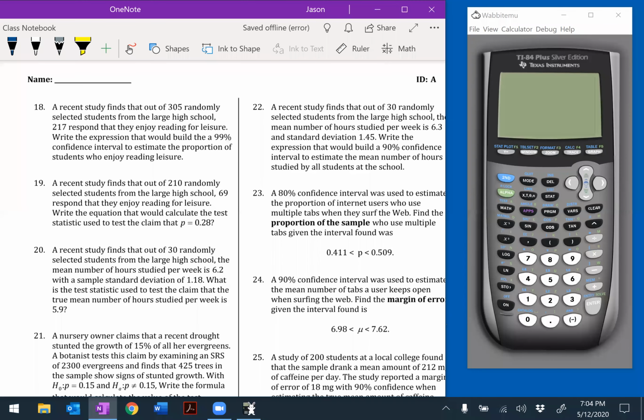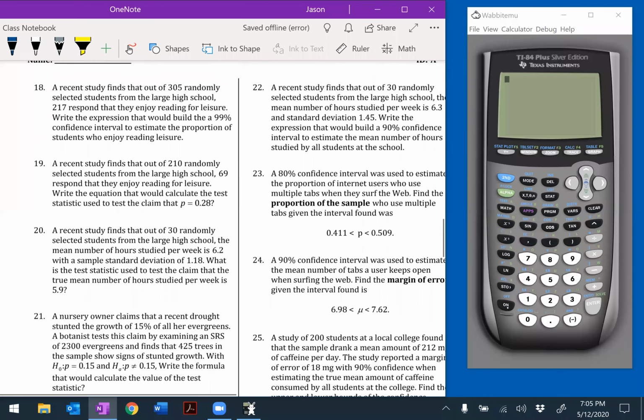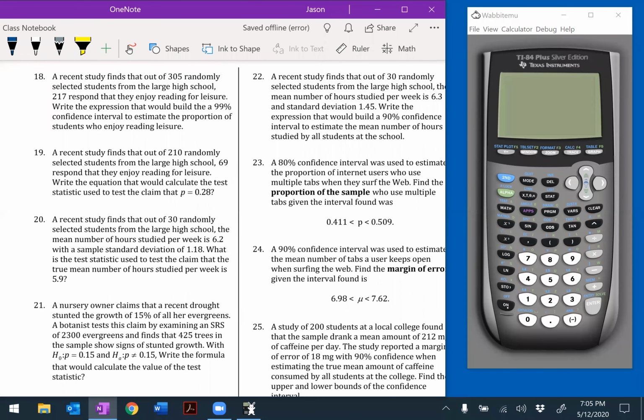Some of the stuff they want you to calculate by hand. For the next of these, I'm going to just kind of quickly go through some of this stuff. Again, a lot of this you'll be able to do on the calculator and you won't have to do by hand. But I'll just quickly go through these next 8.